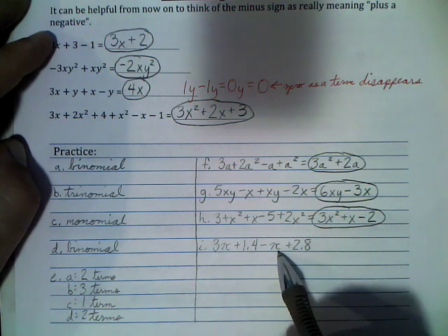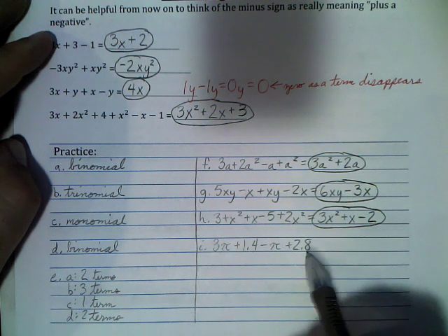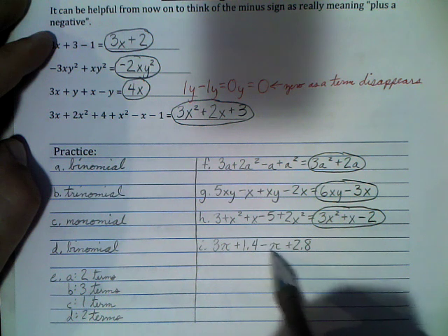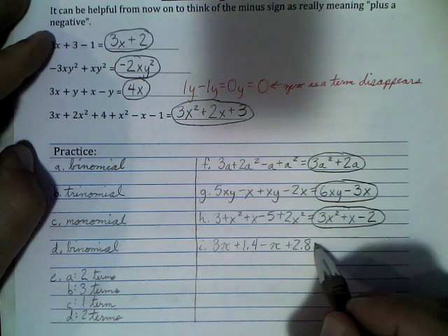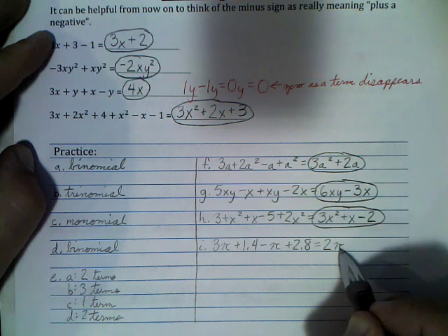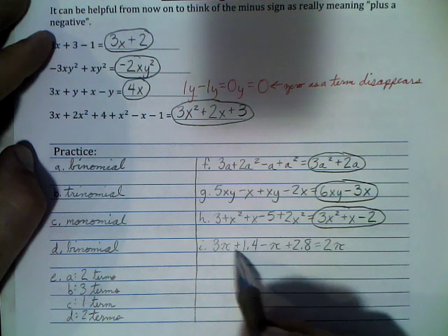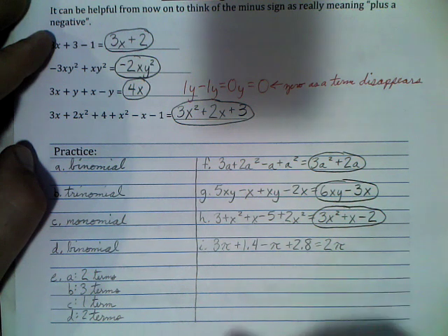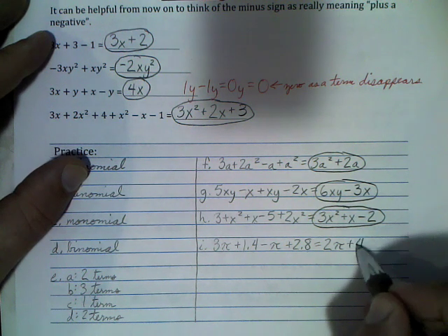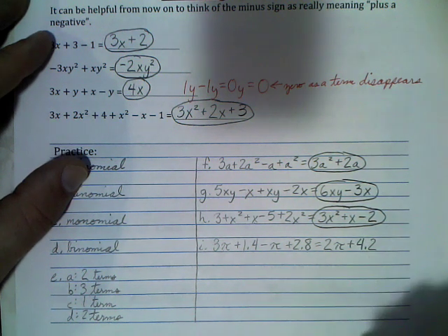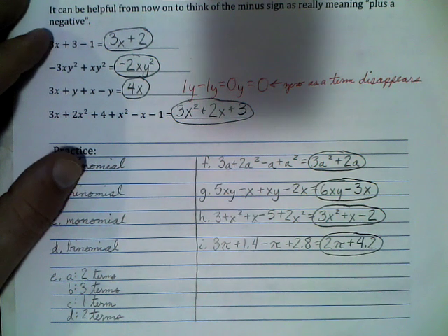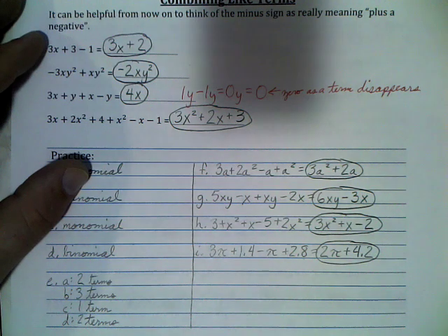This will be a pi term. And this will be a constant term. So we have 3 pi's minus a hidden 1 pi. So 3 minus 1 is 2 pi. And then a positive 1.4 and a positive 2.8 means, well, add those together. 1.4 plus 2.8 is a positive 4.2. Since positive, it'll be plus. So 2 pi plus 4.2. And that, ladies and gentlemen, is the end of our lesson.